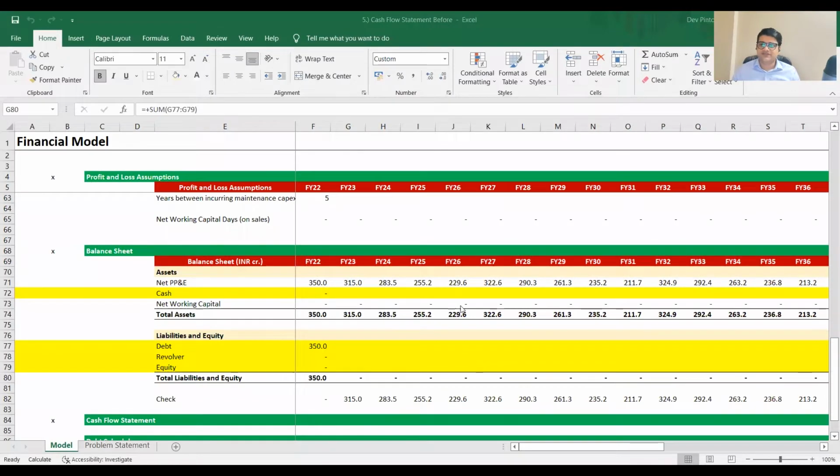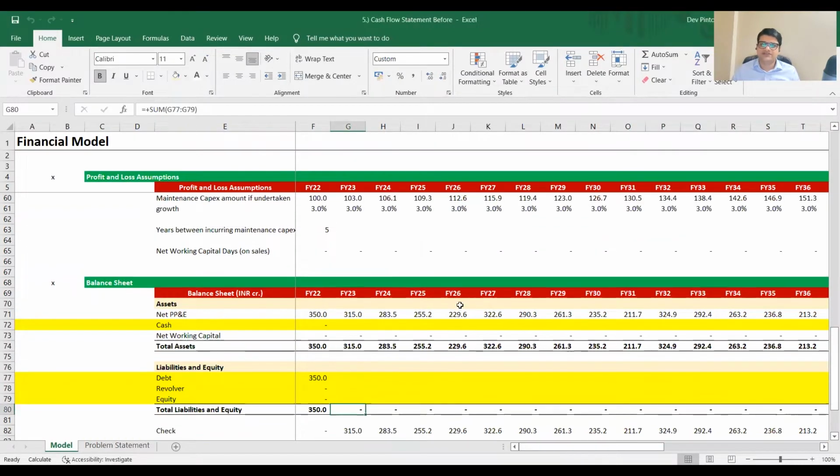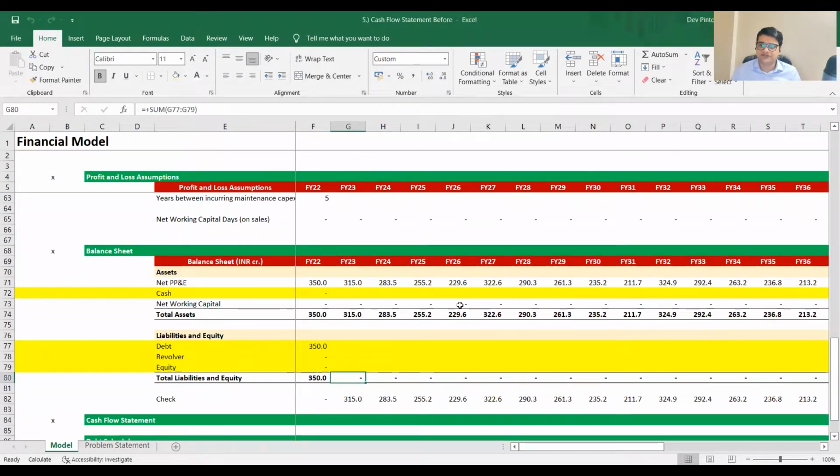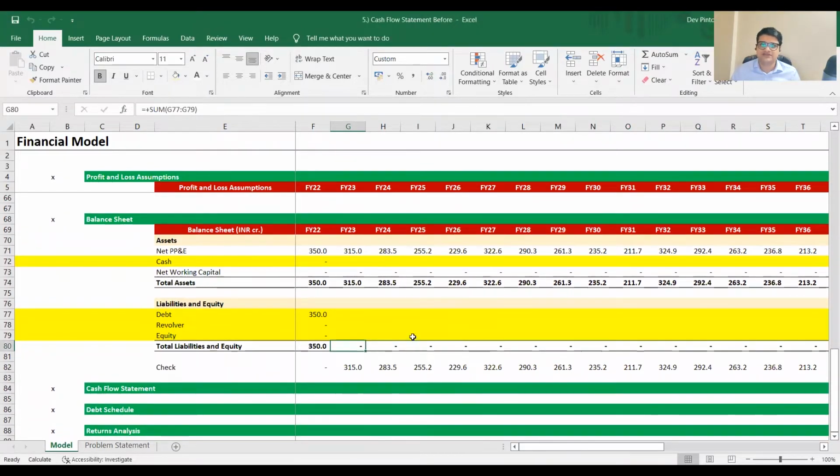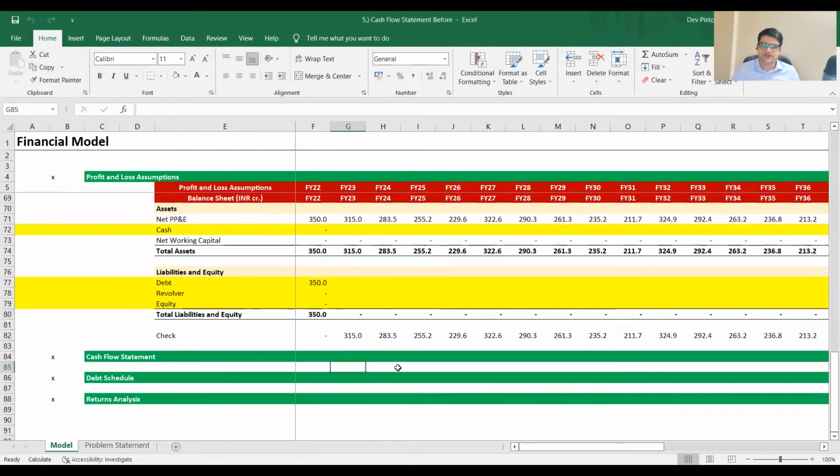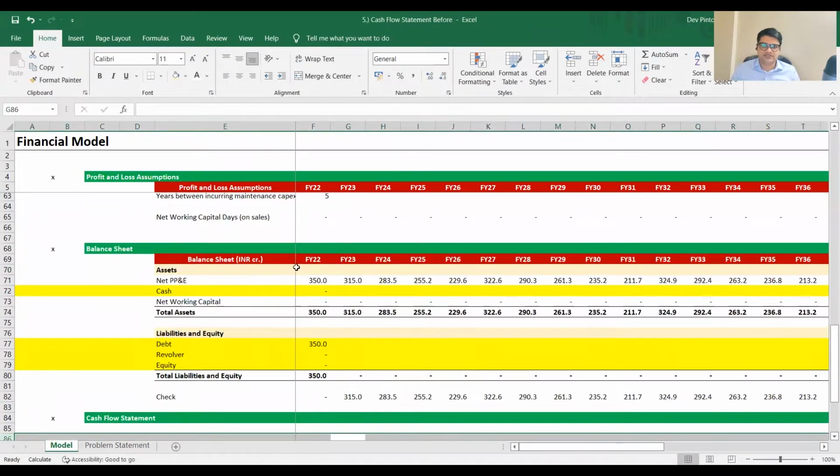Hey guys, so in the previous video, we covered some of the balance sheet assumptions and the balance sheet to the best of our ability given the data that we have at this juncture. So in this video, we are going to be building the cash flow statement. So let's just begin with that.